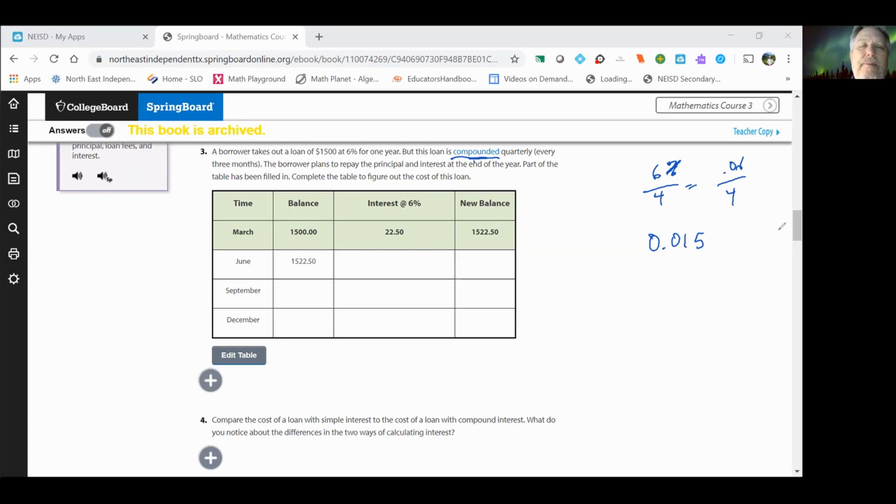And so what happens here is we look at what's 1,500 times 0.015. So we're going to multiply 1,500 times 0.015, and we get 22.50. And then to get the new balance at the end of March, we have to add these two together. Again, we're going to keep multiplying the 0.015 to the previous balance. So now we have 1,522.50, which is our new balance carrying over down here.